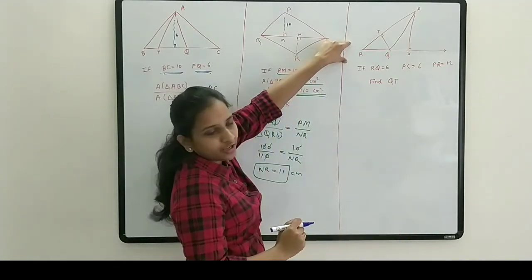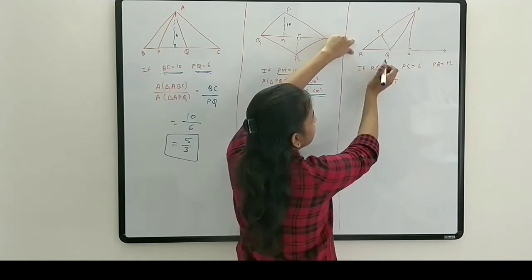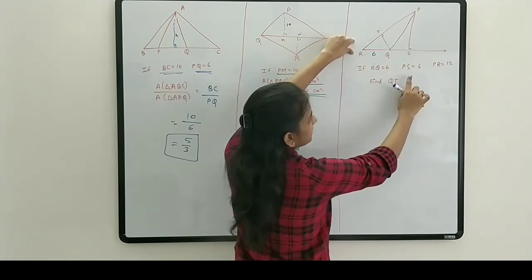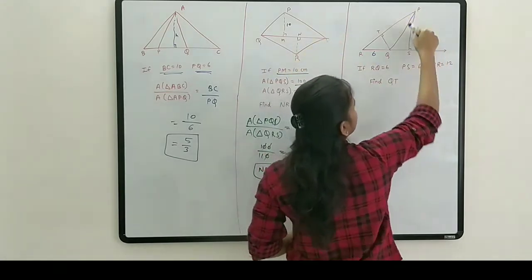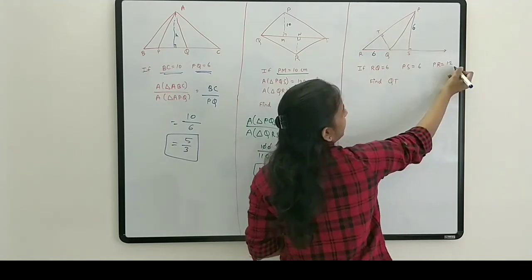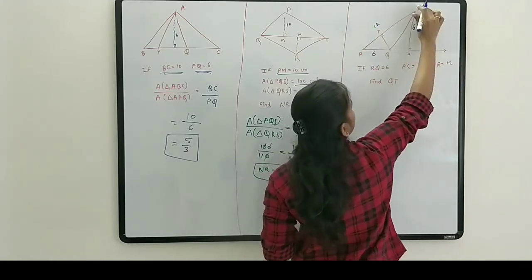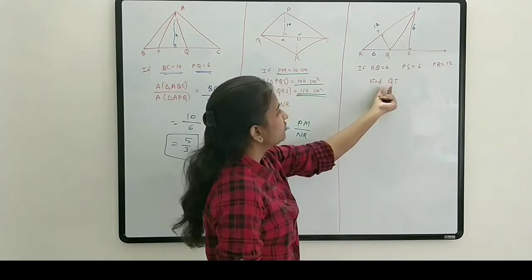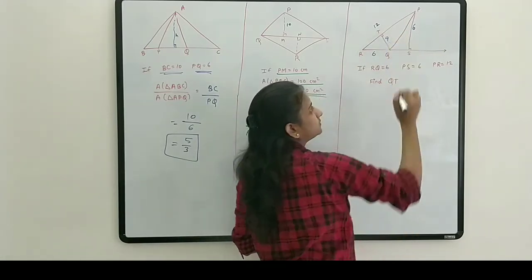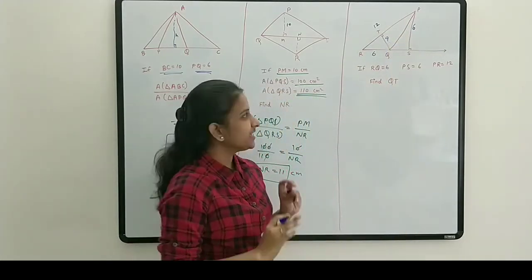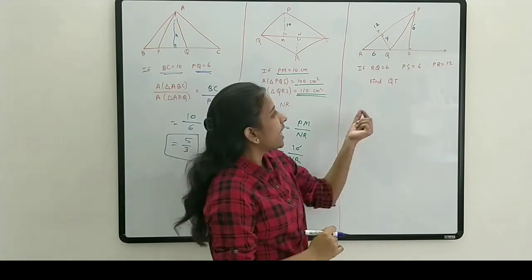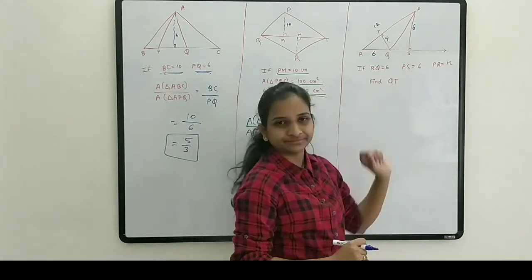Fine. Now let's solve this. In this figure, what is given? RQ is 6, this length is 6 units, PS is 6, this height is given, and PR is 12, this complete length is 12. Then we have to find QT. How to find that? Can you imagine an equation having these four terms?